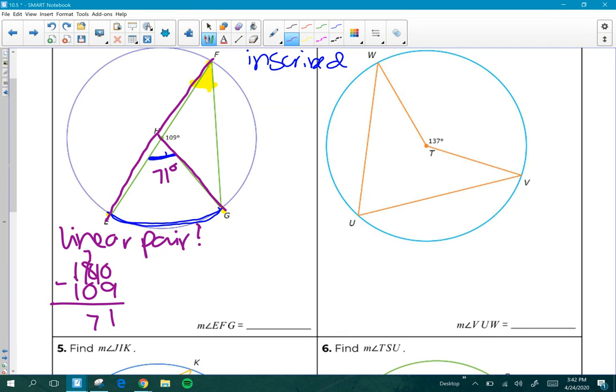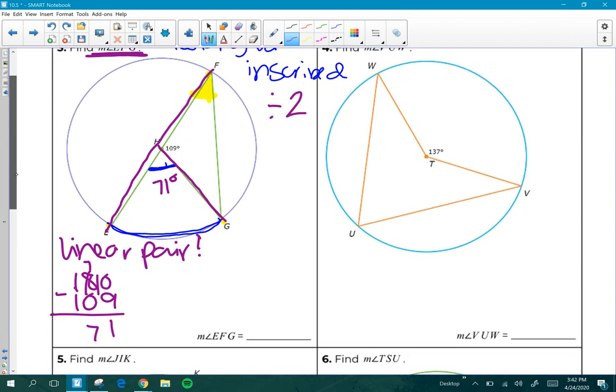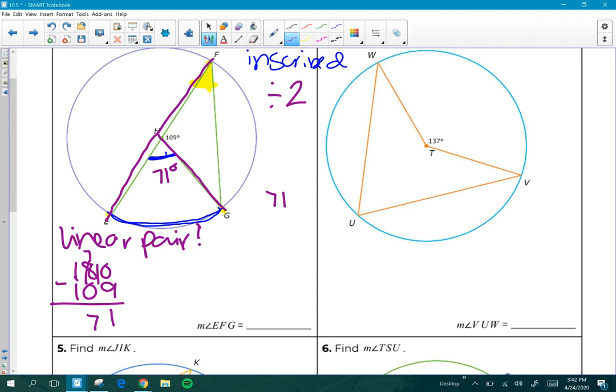Now be careful because you might think that you're done, right? But that's the central angle. Always look at what the question's asking. They wanted angle EFG. So I have the central angle, and I'm going to the inscribed. That means I have to divide by 2. So 71 divided by 2, and I get 35.5. That's my answer. You can get decimals. Decimals are okay.